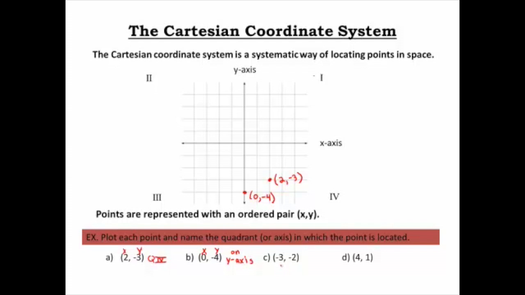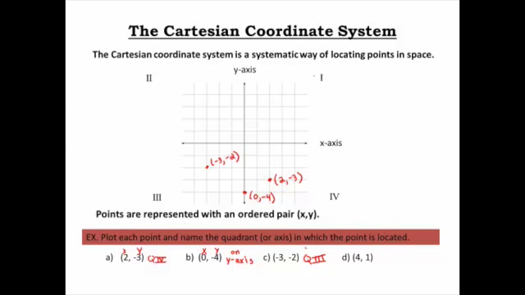Our third point has two negative coordinates. This is -3, -2. Since -3 is our x-coordinate, this means we go to the left 3. And since -2 is our y-coordinate, that means we go down 2. So to find this point, left 3, 1, 2, 3, and down 2, 1, 2. And that point is in quadrant 3.